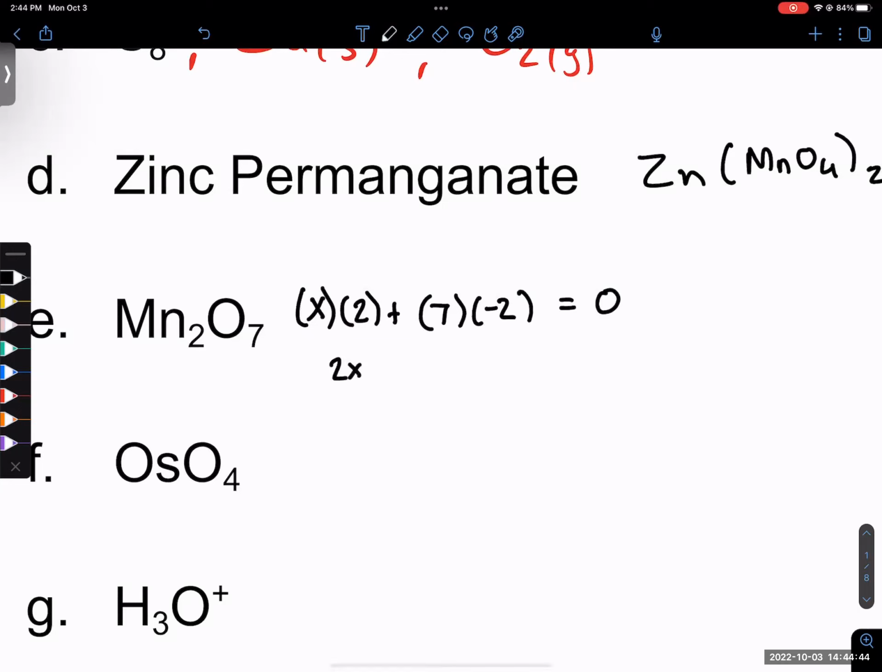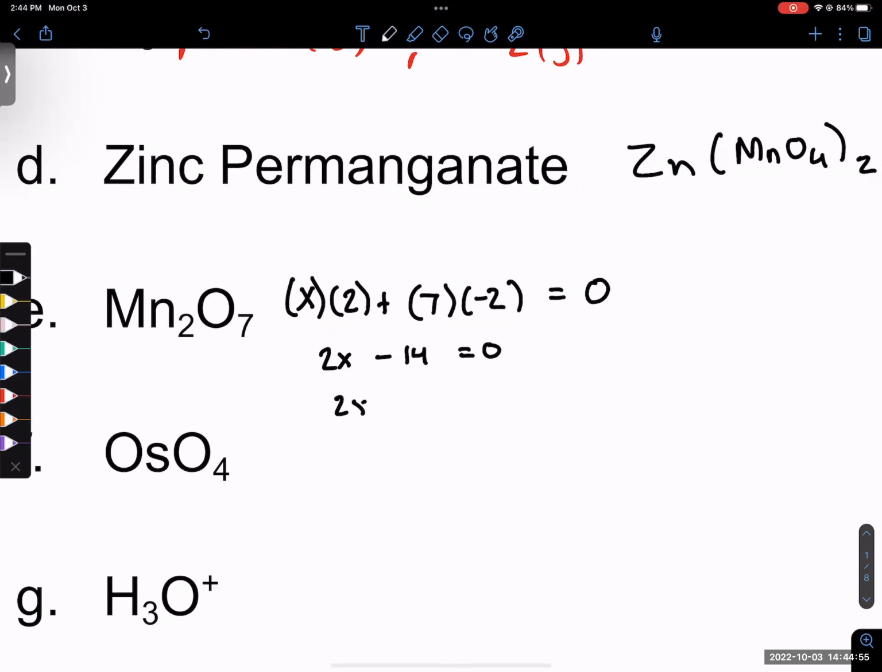You get 2x plus 7 times -2, which is -14, equals 0. If we want to isolate x, we first add 14 to both sides to get 2x equals 14. Then we divide by 2 on both sides to isolate x, and we get x equals 7. So in this case, the charge on manganese is +7, which we found from our little algebraic expression. Does that make sense?